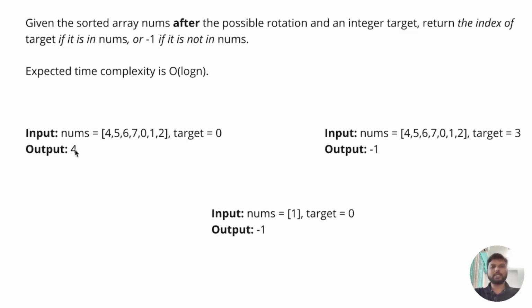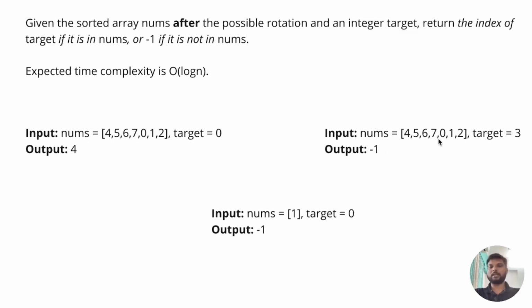So here is the first input. The array which is given to us is 4 5 6 7 0 1 2. If you rotate this array by 3 positions, you get 0 1 2 4 5 6 7, which is a sorted array. So they have taken a sorted array and rotated it by 4 places. After that we get this array and we need to find the target 0 in this array, and the output is 4 because the index of 0 is 4. 0 1 2 3 4, right? So that's how we have found output 4 in this example.